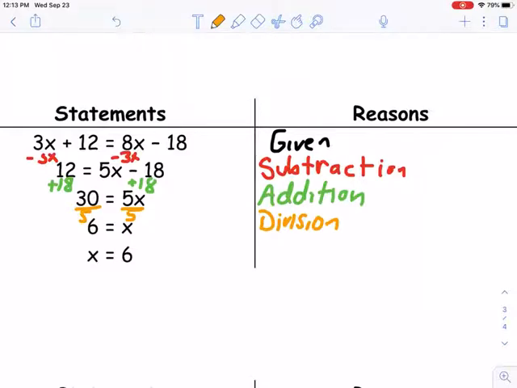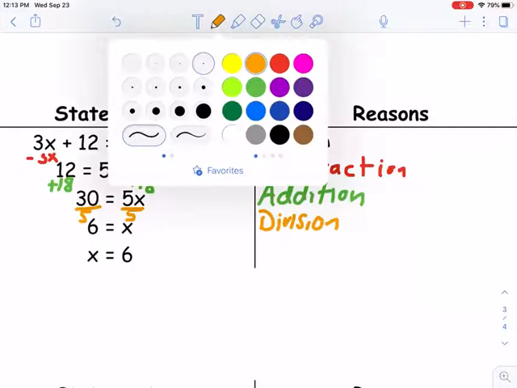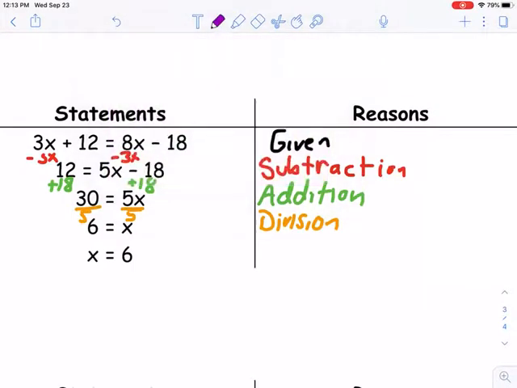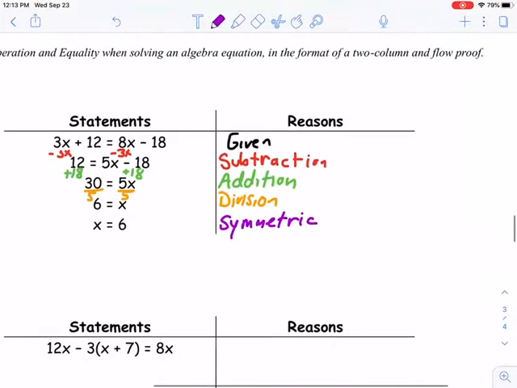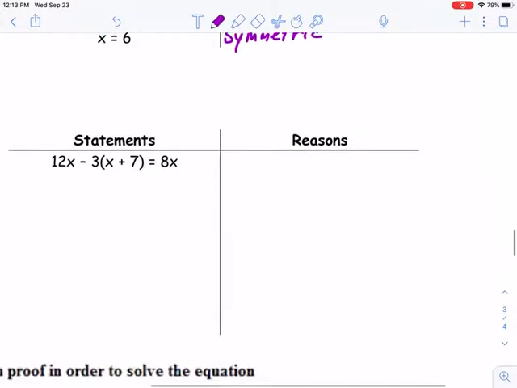Now 6 = x, so x = 6. Not reflexive, not transitive. It is symmetric. We swapped the order. So it's the symmetric property of equality. All right, seems easy enough, but remember, thousands of years ago, this was probably mind-blowing to the humans that walked the earth. Cool beans.